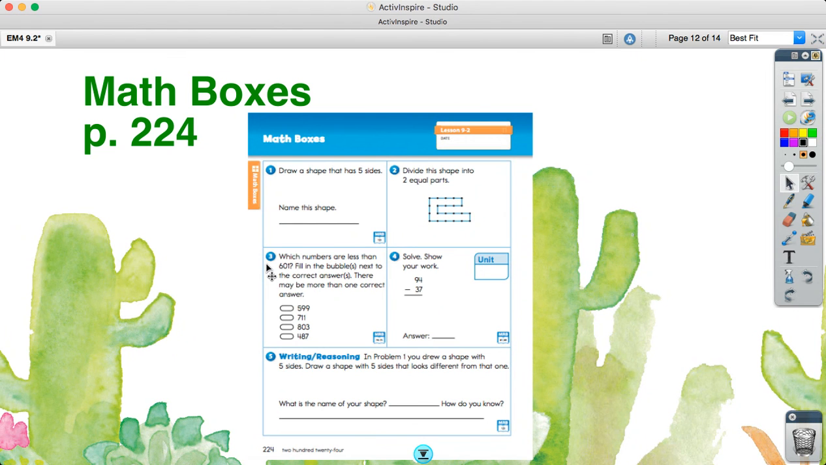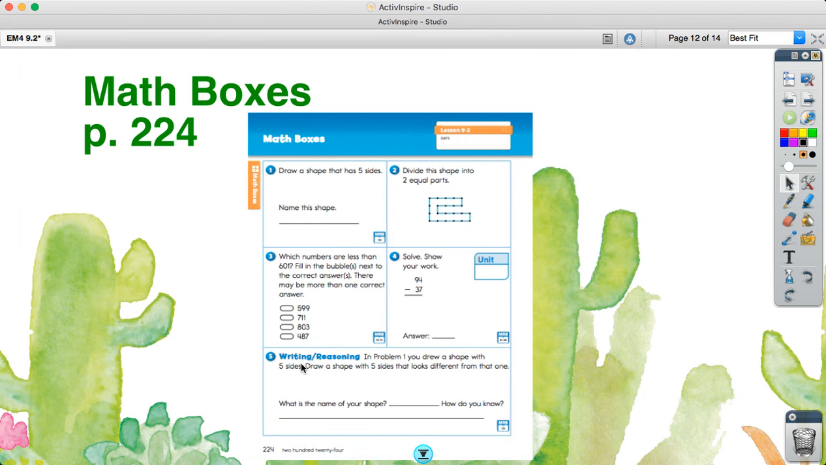Number 3, which numbers are less than 601? Fill in the bubble or bubbles next to the correct answer or answers. There may be more than one correct answer. Number 4, solve. Show your work. 94 minus 37. Make sure you write your answer down here.